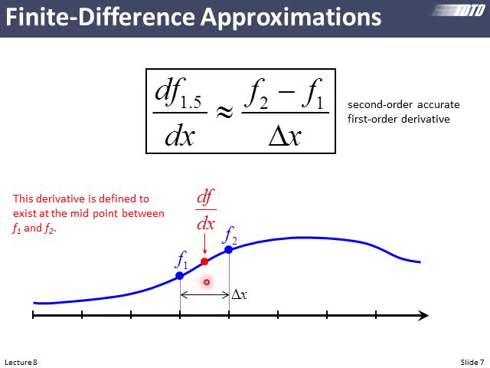When we do that, we calculate a derivative that exists at the midpoint. This is a central finite difference. And so we would call this approximation for our first order derivative a second order accurate first order derivative based on finite differences. And this is the only finite difference we'll need to implement finite difference time domain.